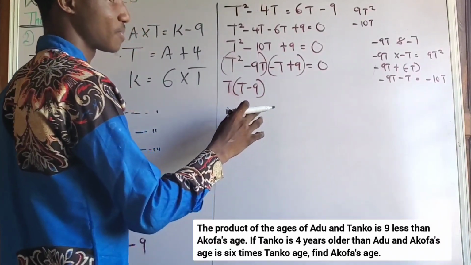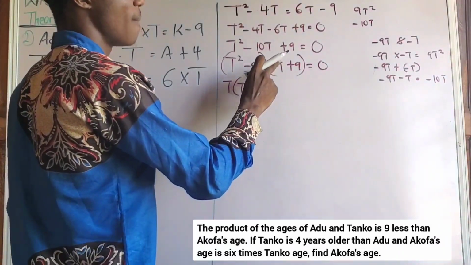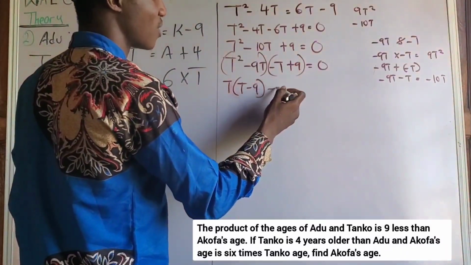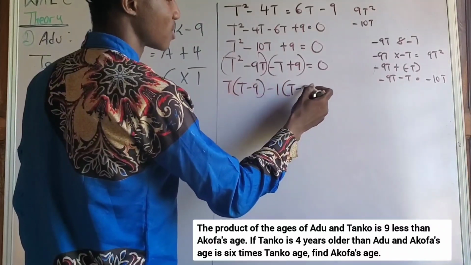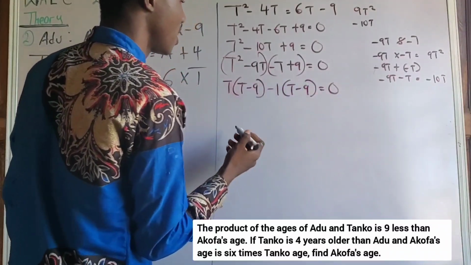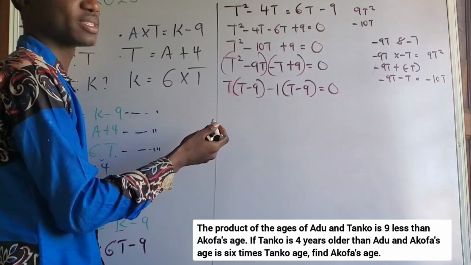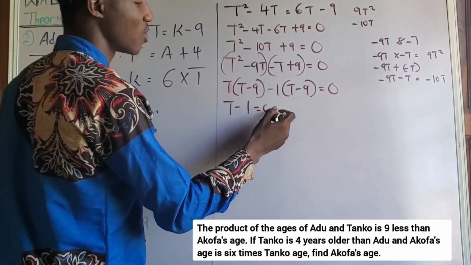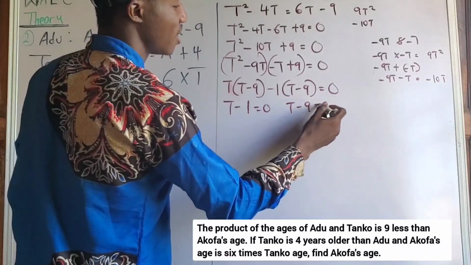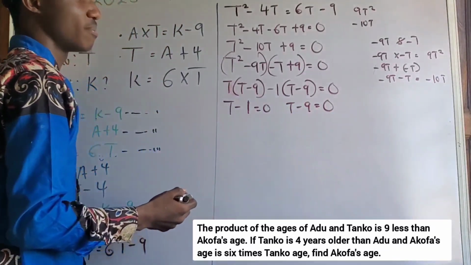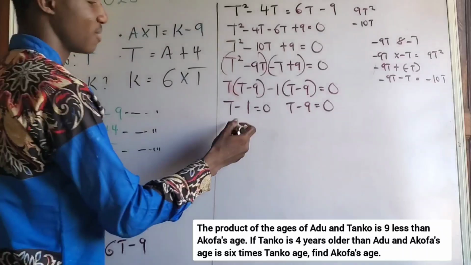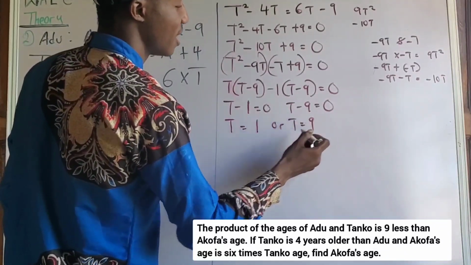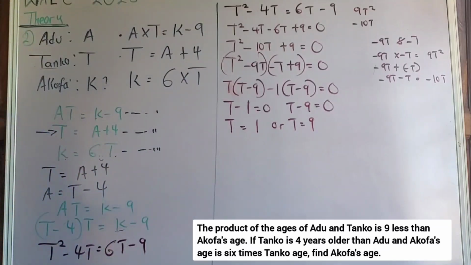And then, what is common to both minus t and plus 9? That is what? Minus 1, okay? Minus 1 into bracket t minus 9 equals 0. Because I have the same element in the bracket, we're going to take it once. I'm going to have t minus 1 equals 0, and then t minus 9 equals 0, okay? Please pay attention. For this, I'm going to have t equals 1 or t equals 9. So we have two values for t.